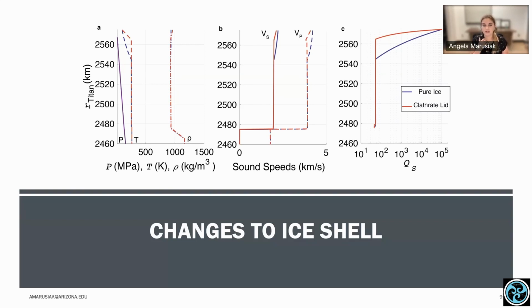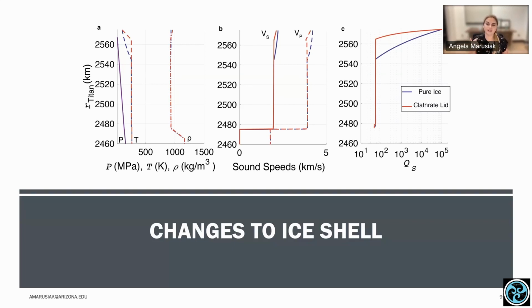And then if you look at the second plot, we're looking at sound speeds and seismic velocity. Even at the surface, where they have the exact same pressure and temperature conditions, you can see that the clathrate lid, or the clathrates, have a slightly slower seismic velocity. That difference gets exacerbated as you go down in depth, and it maximizes right about 10 kilometers where the clathrate lid is. And then as the temperature and pressure profiles become more similar at depth, the seismic velocities are nearly identical.